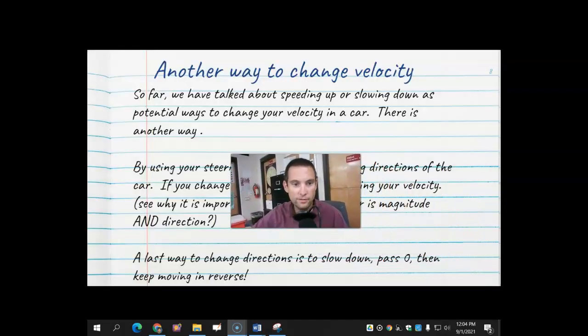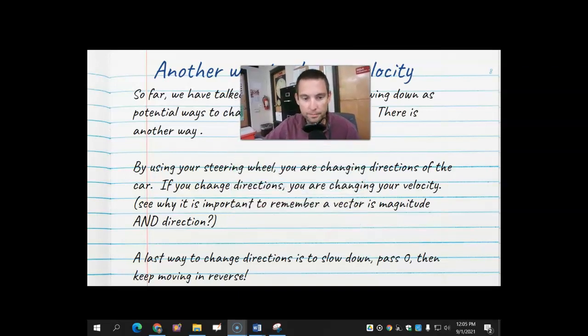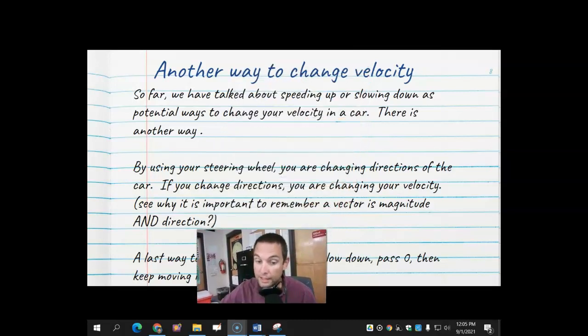Another way to change velocity. So far we've talked about speeding up or slowing down as potential ways to change your velocity in a car. But there's another way. Remember that velocity is a vector. So by using your steering wheel, you are changing directions of the car. By changing directions, you're changing your velocity. So this is why it's so important to remember that a vector has magnitude and direction.